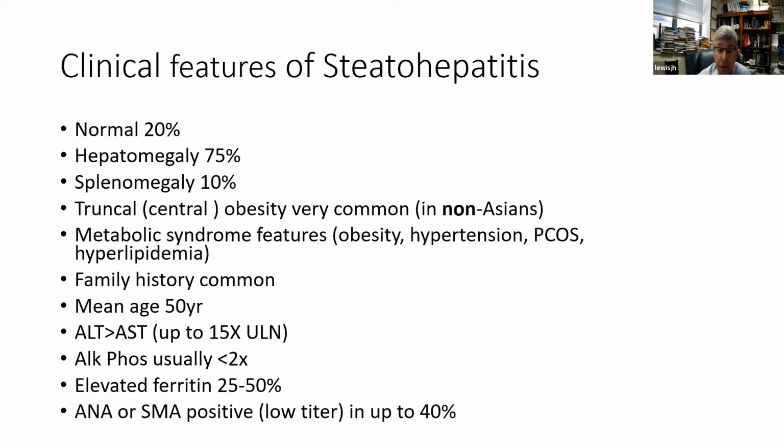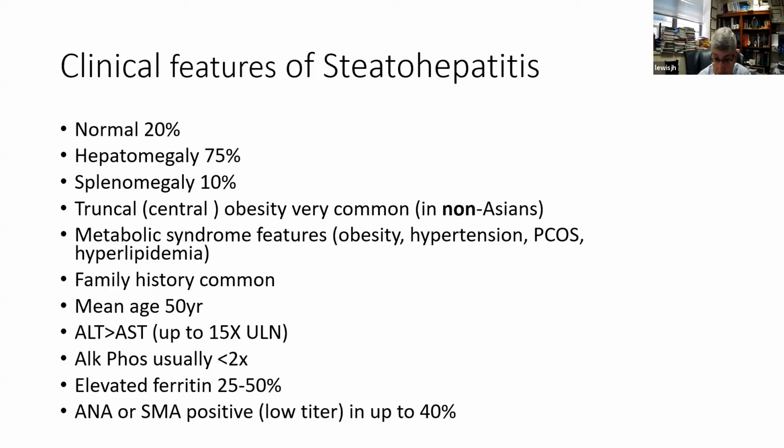The clinical features are listed here. We may or may not see any of these. The enzymes I've already mentioned are usually less than 5 times ALT, but can be quite high. The alkaline phosphatase is usually low or normal. Very importantly, they can have other biochemical features. Ferritin is commonly seen as an elevation in NASH patients, and it does not reflect iron overload in the vast majority.